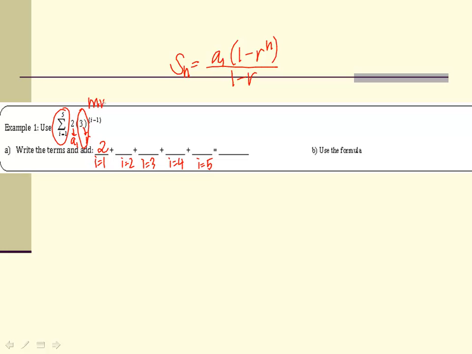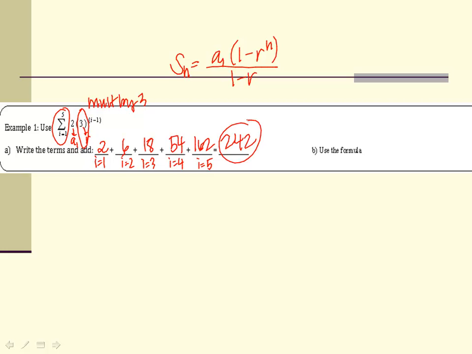So if I have to multiply by 3, then I'm going to take 2 times 3, I get 6. 6 times 3 is 18. 18 times 3 is 54. And 54 times 3 is 162. You don't have to plug in the numbers if you understand what the problem is asking you to do. If I add these up together, I end up getting 242.